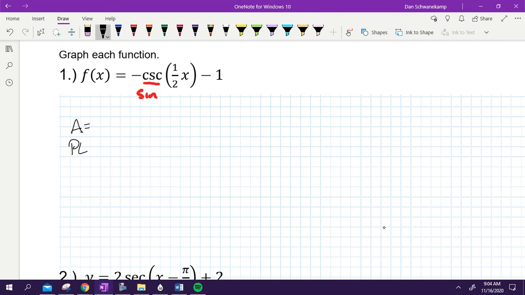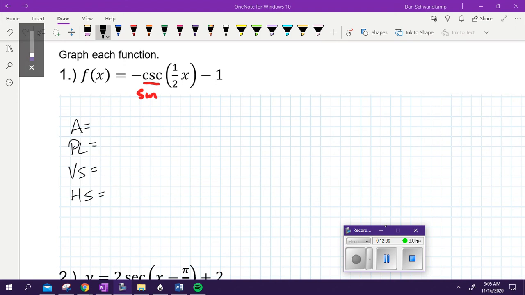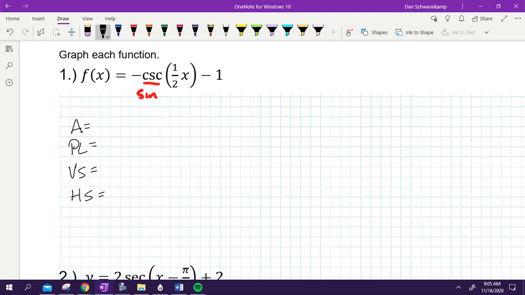So we're going to set this thing up: amplitude, period length, vertical shift, horizontal shift. Try and do that real quick with your neighbor. Get those 4 things filled out. All right. We are going through each thing. Amplitude here. Kara, what's my amplitude going to be? 1. What's that negative telling us? It's flipped. It's 1 and it's flipped. Good.